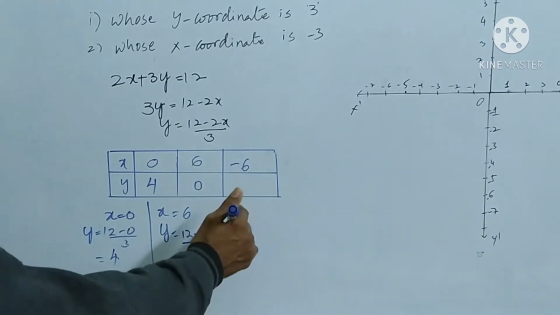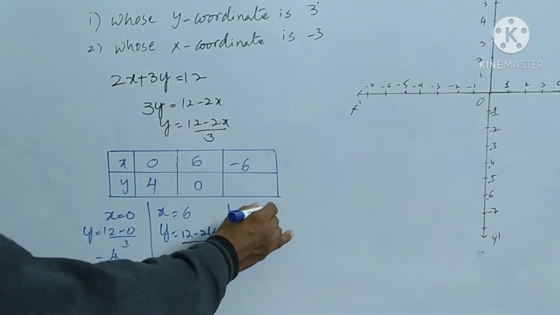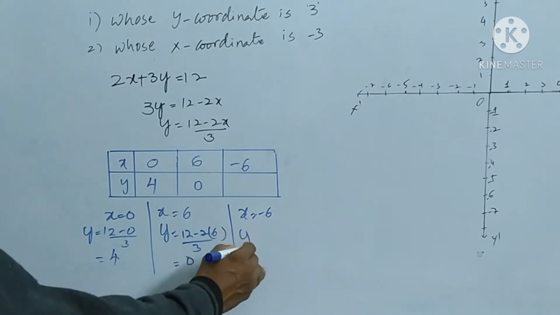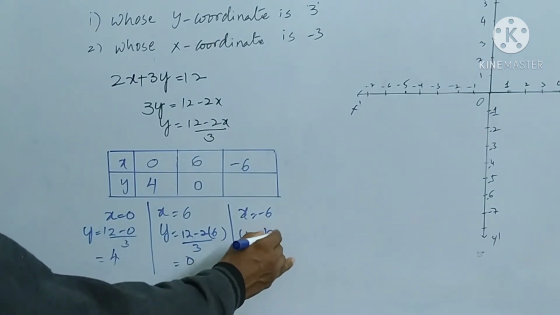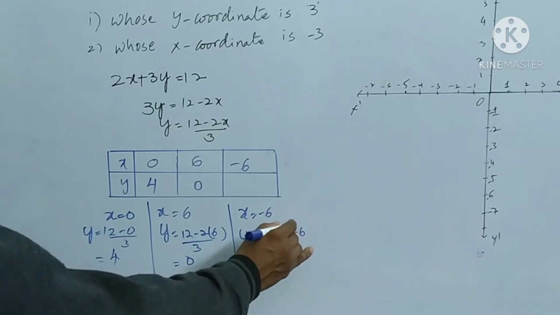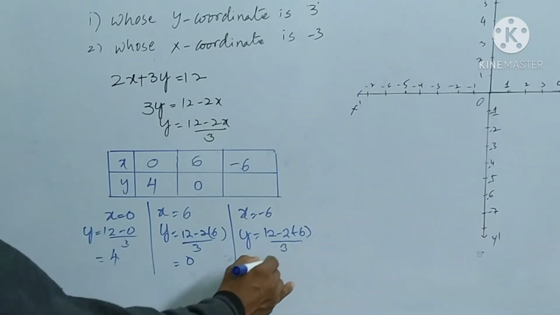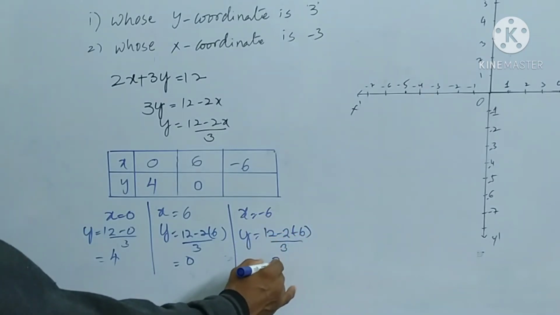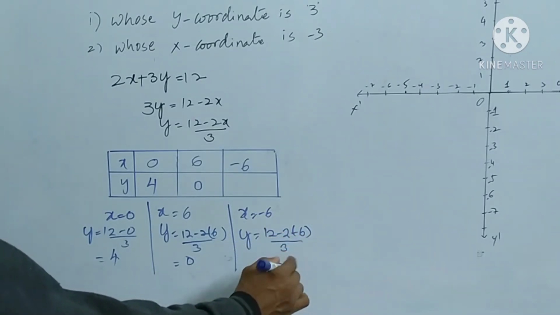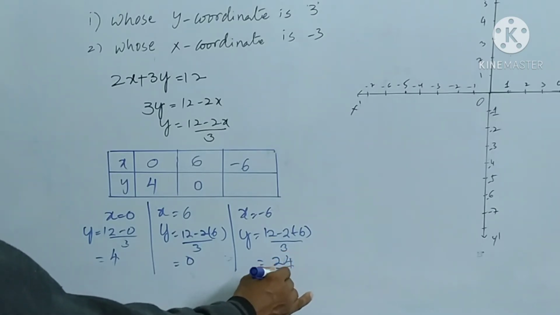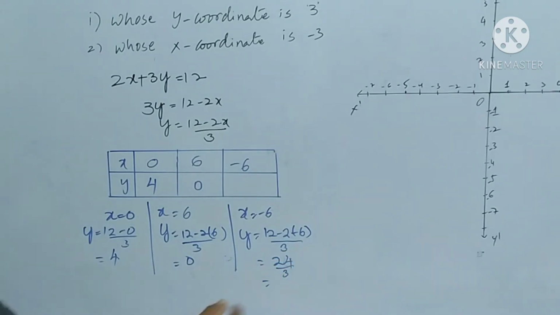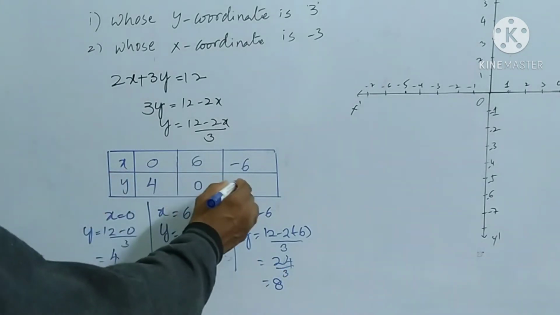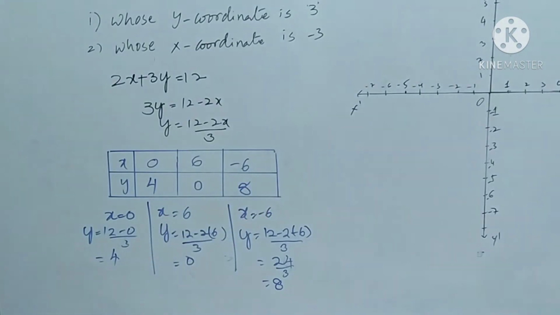Next one, x is equals to minus 6. Substitute the x value in the given equation. So y is equals to (12 minus 2 into minus 6) by 3. Minus into minus is plus, 2 sixes are 12, 12 plus 12 is 24 by 3. 3 eights are 24. When x is equals to minus 6, y is equals to 8.